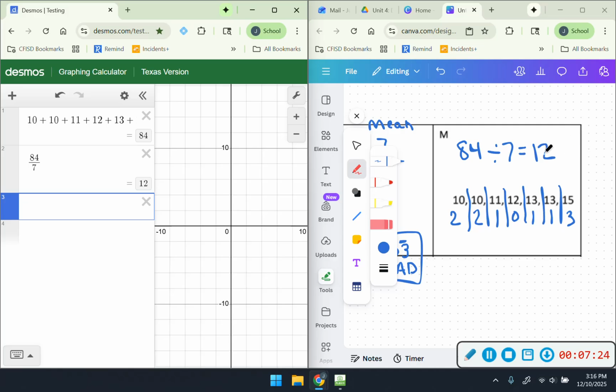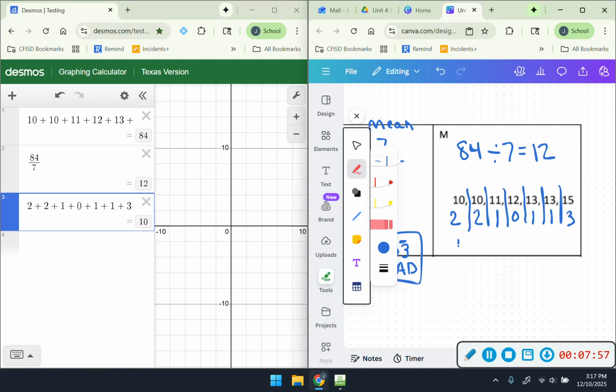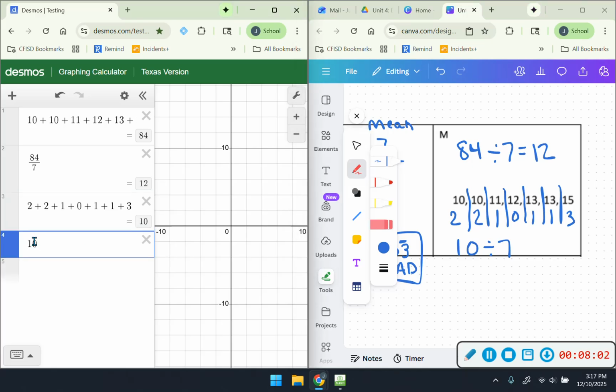So again, if you forgot how I got those numbers, remember all I'm doing is subtracting. 12 minus 10, there's my 2. Same thing with 11, there's my 1, there's my 13, and there's my 15. Not 115, but 15. And I'm not including the negatives, just keeping them positives. So then now we're adding, 2 plus 2 plus 1 plus 0 plus 1 plus 1 plus 3, which gets me 10. So I have 10 divided by 7, because there's 7 numbers.